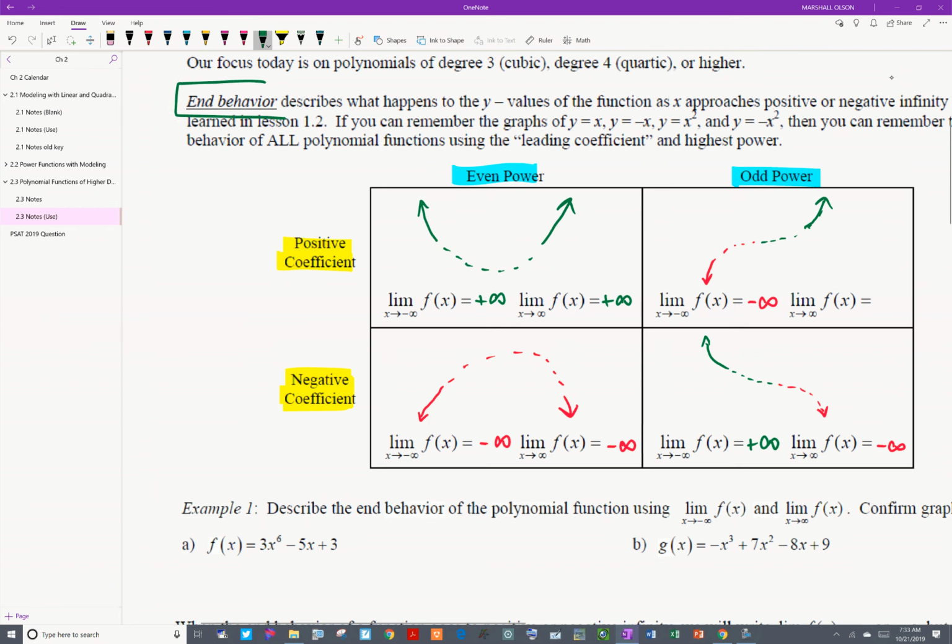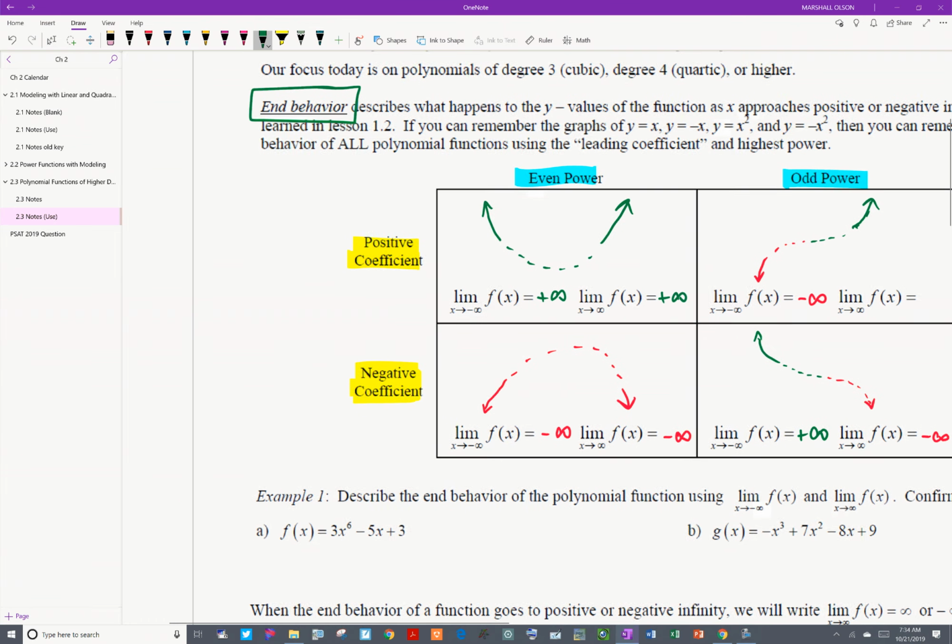That's important that you understand that we're not just talking about what's happening around the middle of the function, but what happens as x gets really big or really small. Last year, we used a different notation. For example, we would have written this last year as x approaches negative infinity, f of x approaches positive infinity, and that would be describing that right there. And we would have said as x approaches positive infinity, so as we go right, f of x approaches positive infinity as well, and that would be describing that side of the graph right there.